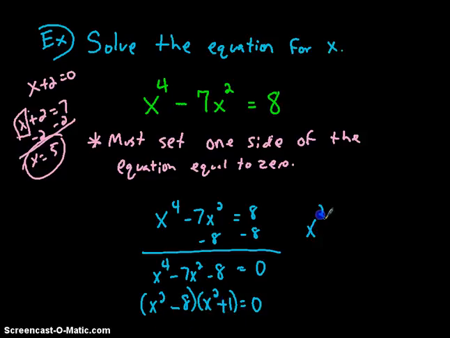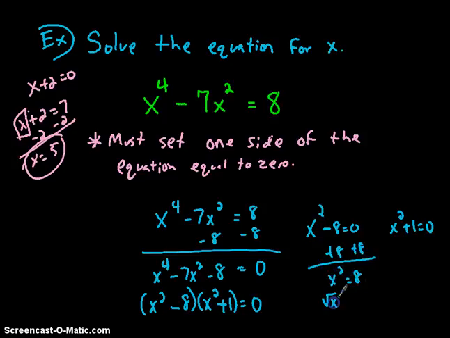So x squared subtract 8 has to equal 0. And x squared plus 1 also equals 0. In solving this equation, you probably add 8 to both sides. And you get x squared equals 8. And you can square root both sides. And you get x equals positive negative square root of 8.